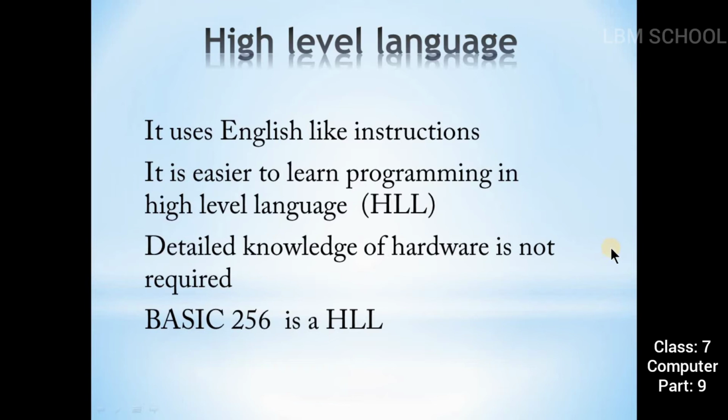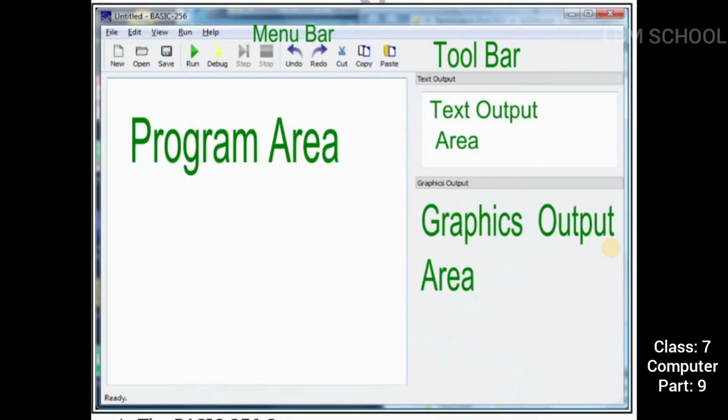Okay. When we open the Basic 256 software, this window will appear. The title bar says Untitled Basic 256. The title bar will contain what? The name of the window. What does the menu bar consist of? Menu bars consist of File, Edit, View, Run, Help, etc.